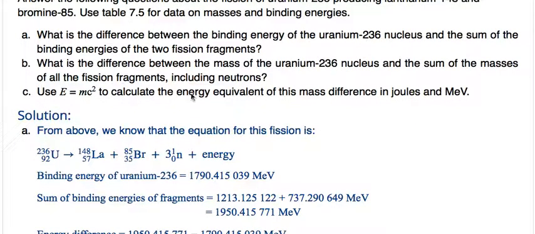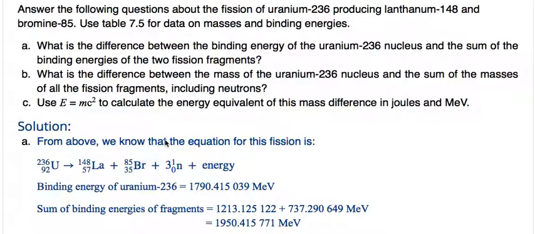Use E equals mc squared to calculate the energy equivalent of this mass difference in joules and mega electron volts. Energy is related to mass times the speed of light squared. We know the mass difference, the mass that was lost, and we know the speed of light, so we can square it. If we multiply those things together, we'll get the energy that was lost. And that energy, when we say lost, is the energy output from the fission reaction.